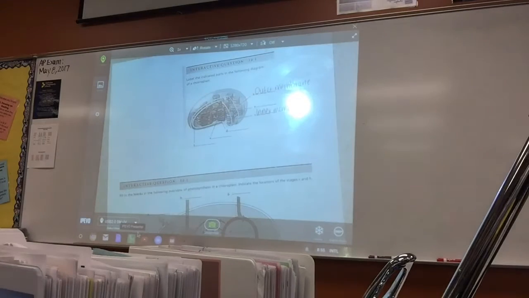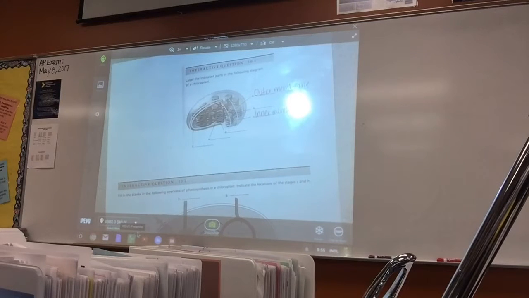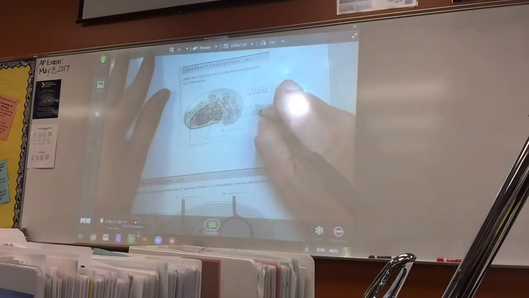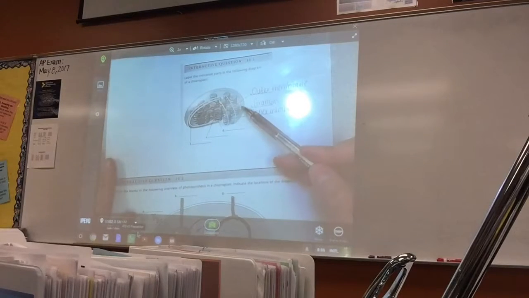So there are the outer and inner membrane. Then I skipped over B. B is the stack of these little discs here. The whole stack is called what, Olivia? The grana. Granum is singular, grana is plural, so this is one stack.